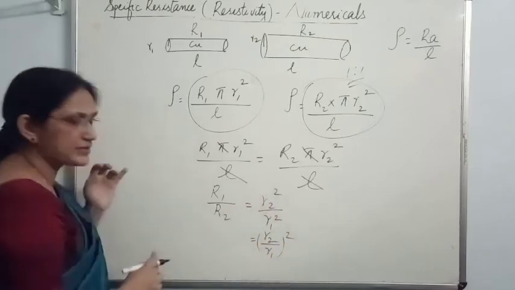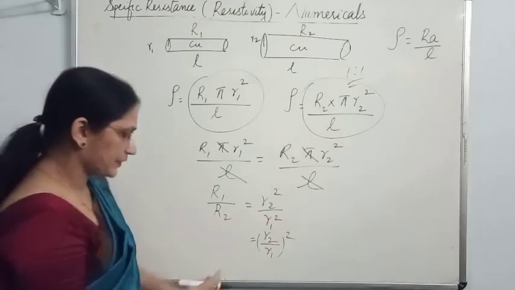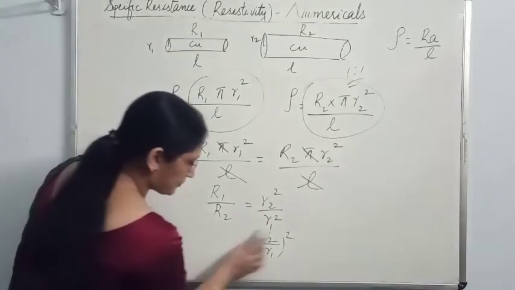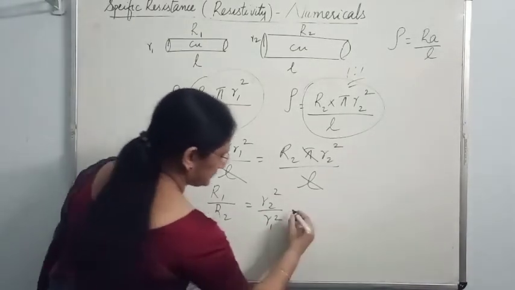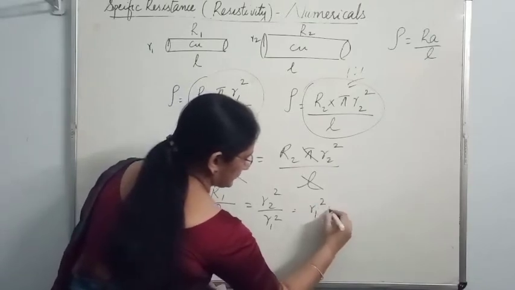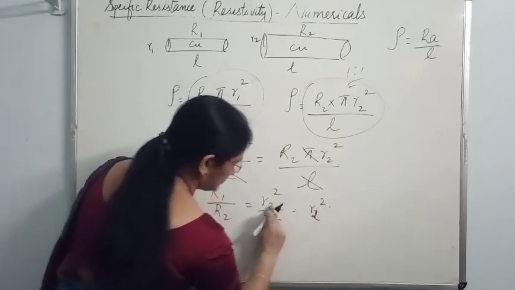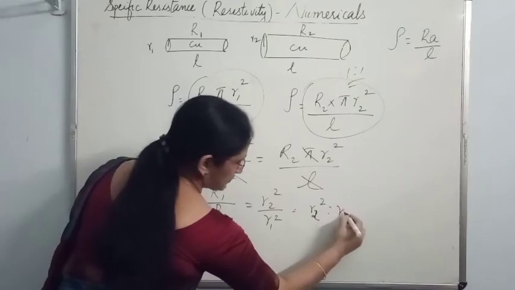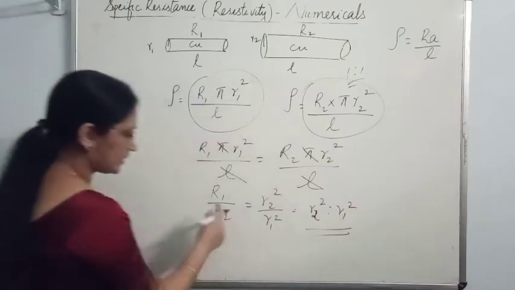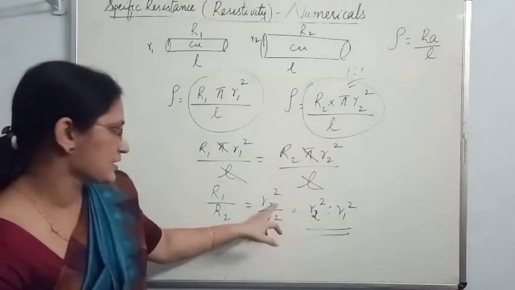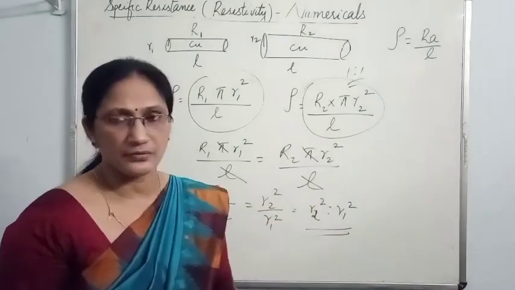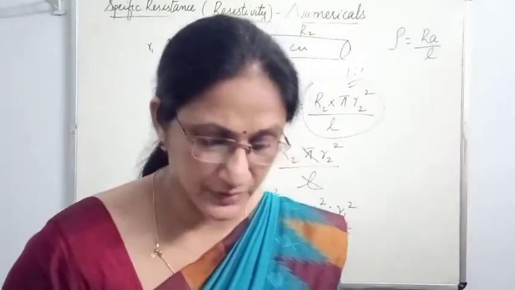Or you can write in ratio form, R2 square is to R1 square. That is the ratio of resistances. R2 square is to R1 square is the ratio of resistances.